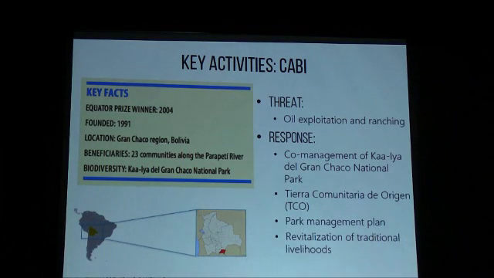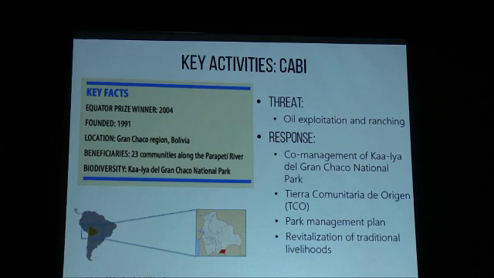So this is a coalition of 23 indigenous communities in southern Bolivia that formed in response to threats from oil exploitation and the clearing of forests for ranching and agriculture. This group has extensive indigenous land that wasn't recognized by the government. So they took a kind of dual approach to obtain land rights to their traditional land.